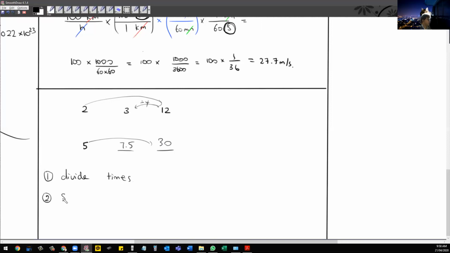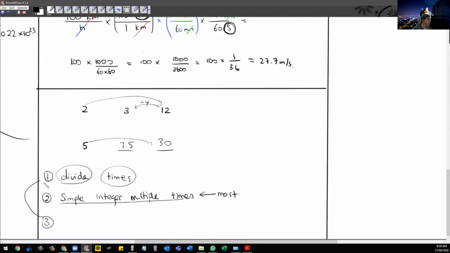So if there is a simple integer multiple, then you just have to times. So that's another technique. If you see that happening, then this is the most efficient way. But when it involves decimals, of course, number 2 never happens. Just got to use that technique, divide and times. Number 3 is just doing number 1, but it's just a different perspective.